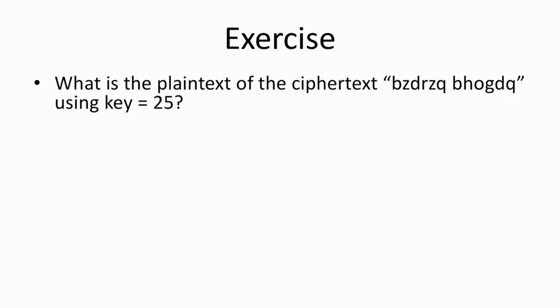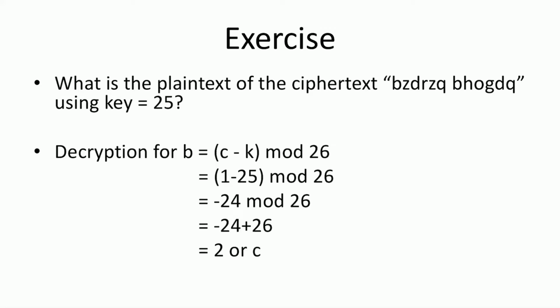Okay, assuming that you have solved this problem, you probably noticed that when you applied the formula C minus K mod 26, C minus K resulted in a negative number. So how do you calculate the mod? An easy way of taking mod of a negative number is to just add the modulus to that negative number.